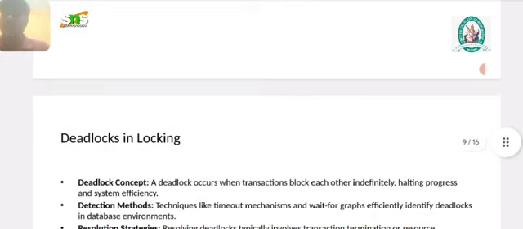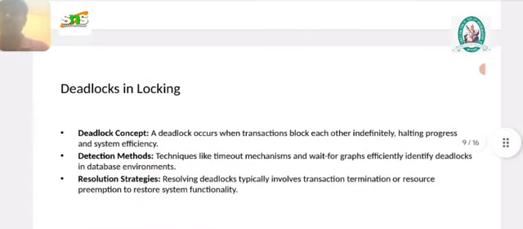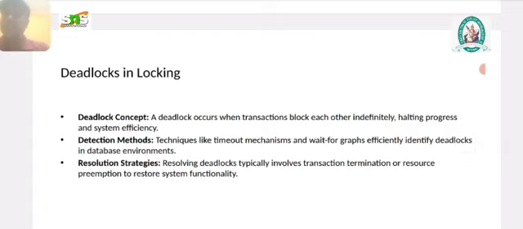Next is deadlock in locking. A deadlock is when transactions block each other indefinitely, halting progress and system efficiency. For detection, we have techniques such as timeout mechanisms and wait-for graphs to efficiently identify deadlocks in database environments. Resolution strategies typically involve transaction termination or preemption to restore system functionality.